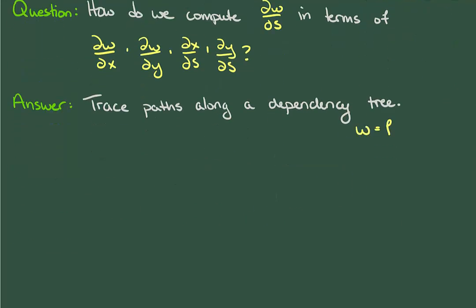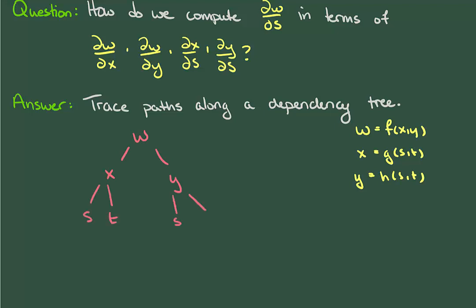First, I'll write down our functions just so that we have them in sight. Then, starting with my topmost variable, I'm going to create a diagram where each new branch affects the variable above it. In this case, w depends on both x and y, so we'll draw out branches for this dependency. x and y both depend on s and t, so those get branches as well. And that's our dependency tree.